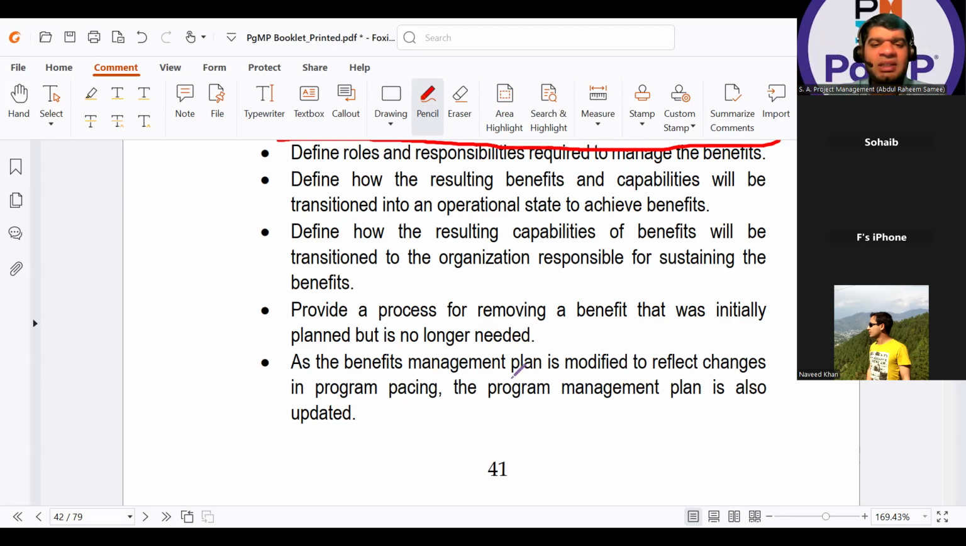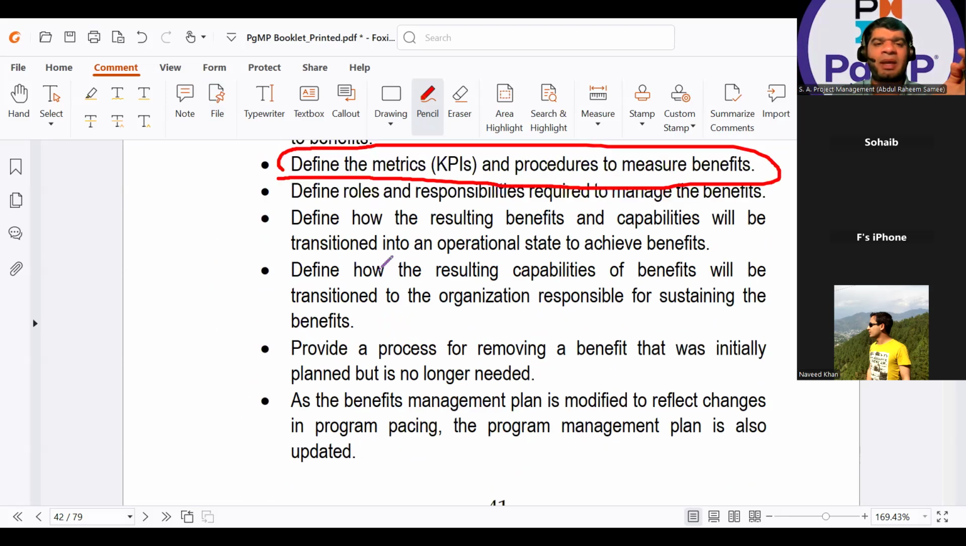As the benefits management plan is modified to reflect the changes in program pacing, whenever the word pacing comes up, the program management plan is also updated, because we go back to the strategic alignment domain, in which we said that the pacing of my program will be given by my program management plan. So if there is a change in your benefits management plan, subsequently you will need to update your program management plan also.